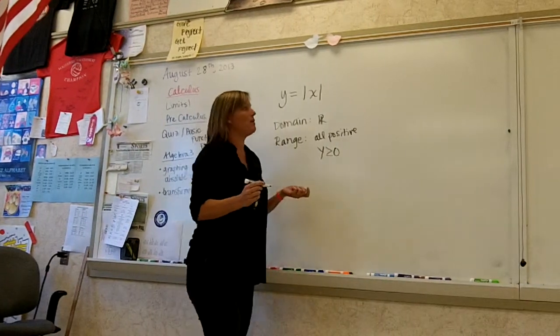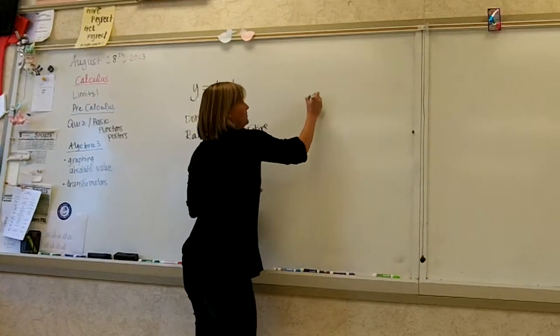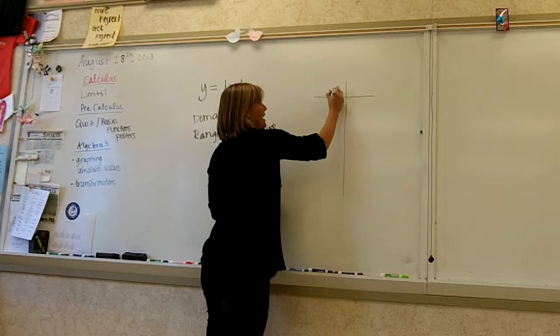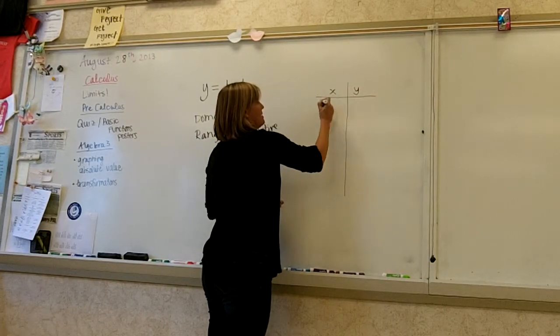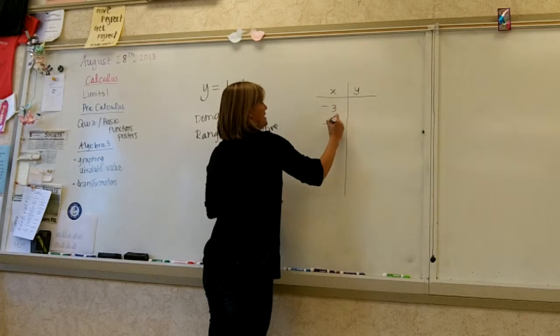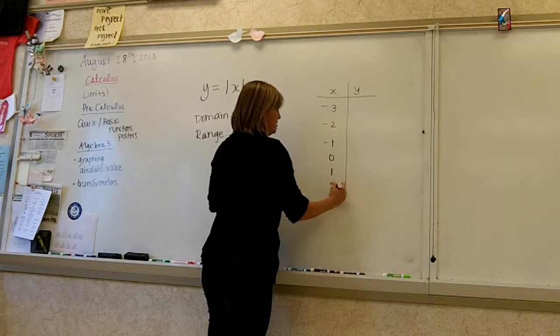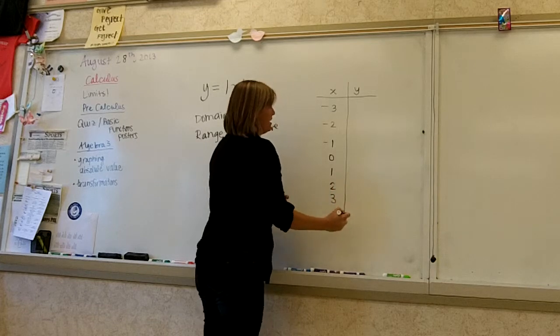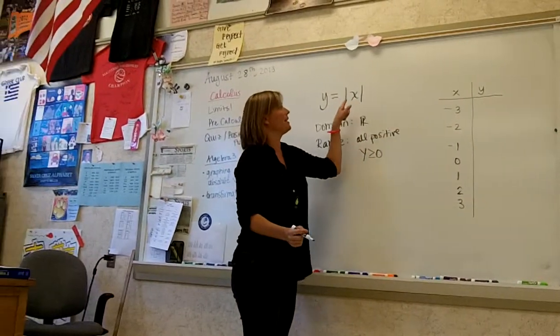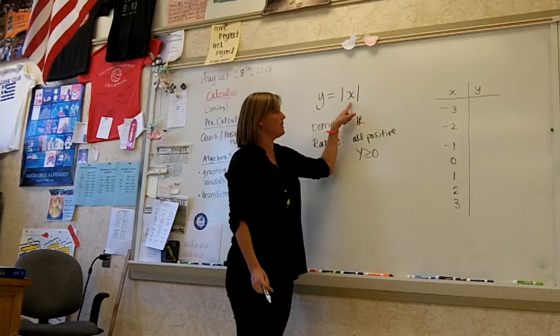So the first thing that I want to do is start off with a little table. I'm going to do an x and a y, and I'm going to plot these points: -3, -2, -1, 0, 1, 2, and 3. I'm going to substitute these x values into this x here and see what happens.